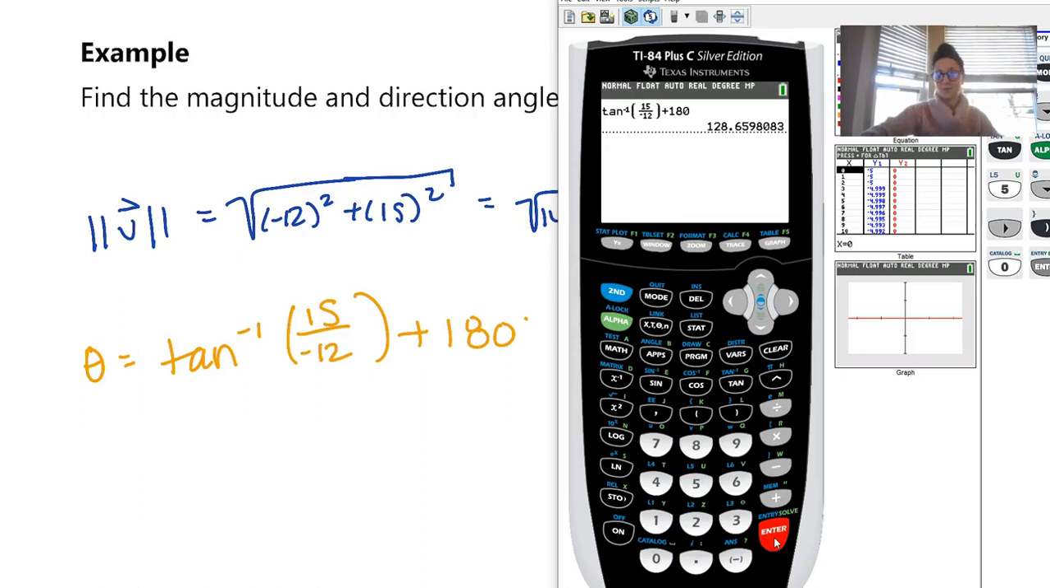Now let's make sure we get an angle in quadrant 2. That is indeed an angle in quadrant 2, right? So I'm going to put 128.659 degrees if you truncate, and that is that.